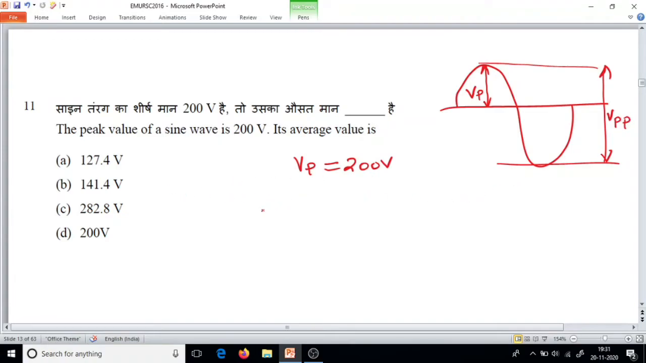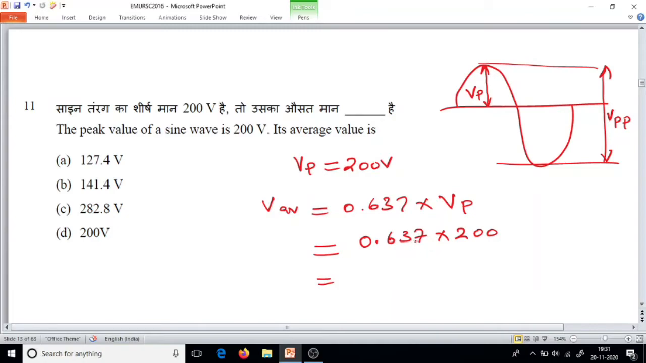Now peak value is given. What is the average value? V average is equal to 0.637 multiplied by V peak. This will give the V average value of an AC sine wave. So 0.637 multiplied by 200. What does it give? That is 63.7 multiplied by 2, which is 127.4 volt. Answer is option A.